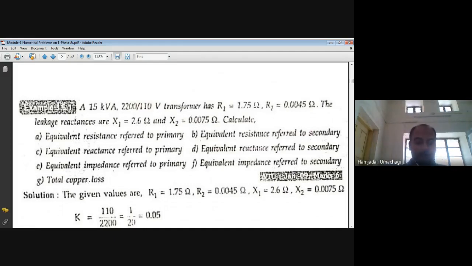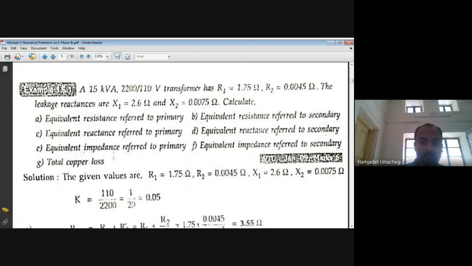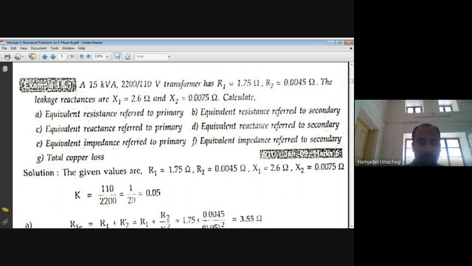So here, this is the problem based on the equivalent resistance of a transformer. Now let us see. First, you write down all the given parameters. Given values are R1 is 1.75 ohms, R2 is 0.0045 ohms, primary reactance X1 is 2.6 ohms, secondary reactance is 0.0075 ohms. Then calculate the value of the transformation ratio K. K is given by V2 by V1. So V2 is 110 and V1 is 2200. So the value of K is 0.005.